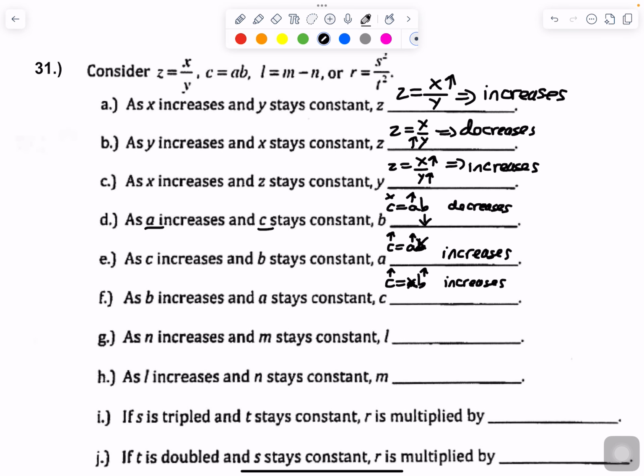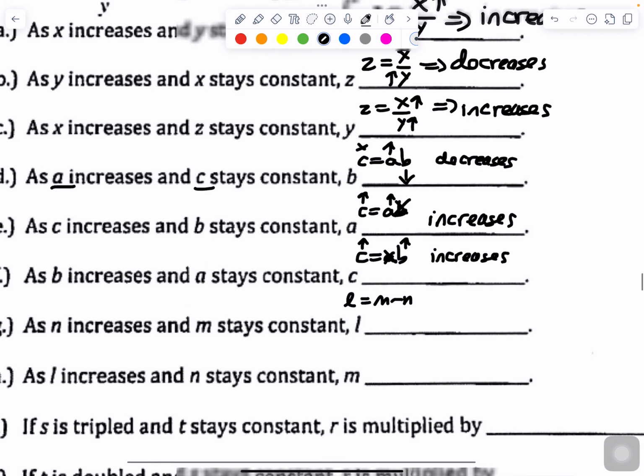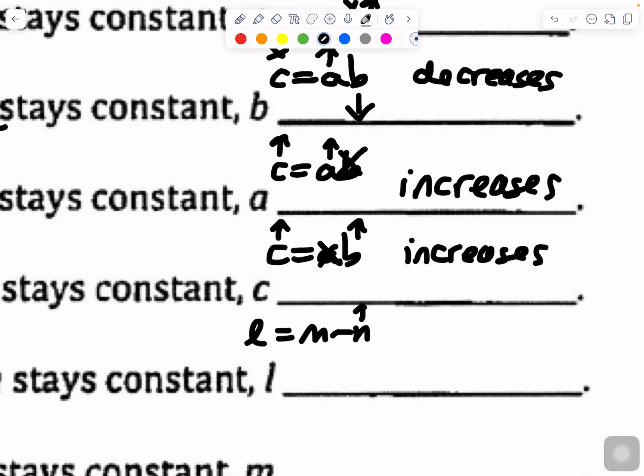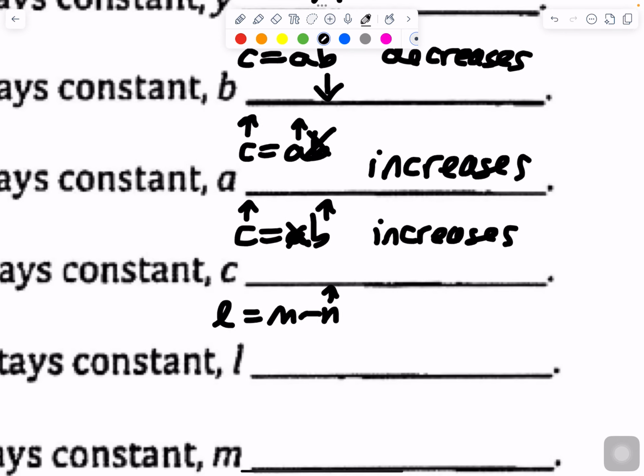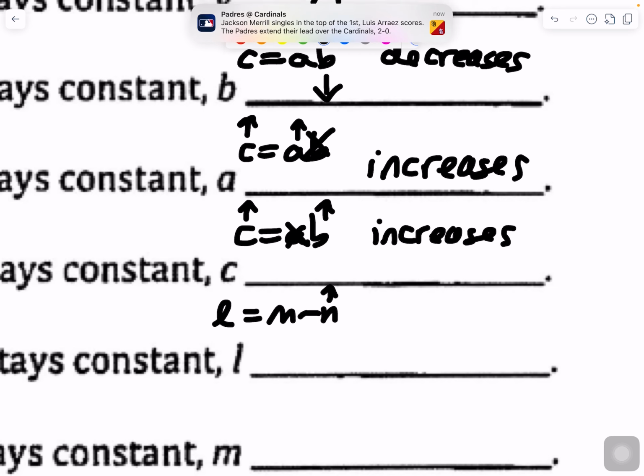Well, the next two letters, G and H, are dealing with this function here, L equals M minus N. All right, so if N increases and M stays constant, what happens to L? I want you to think about this. If you're increasing the value of N, in other words, N is a bigger number, then aren't you subtracting more? So if you're subtracting more, that means L, which is the difference, is going to be less. Therefore, it's going to decrease.